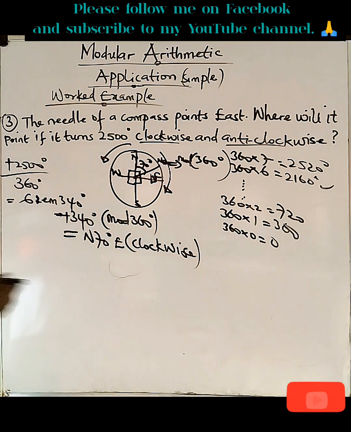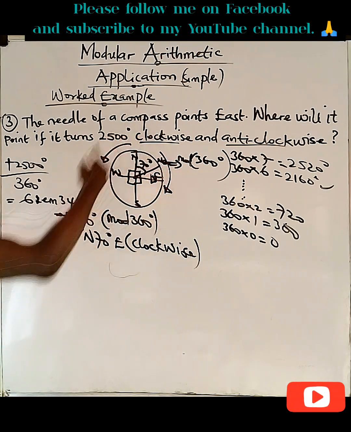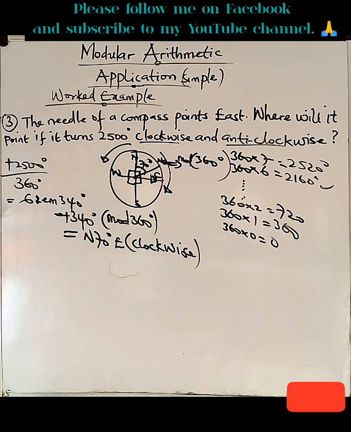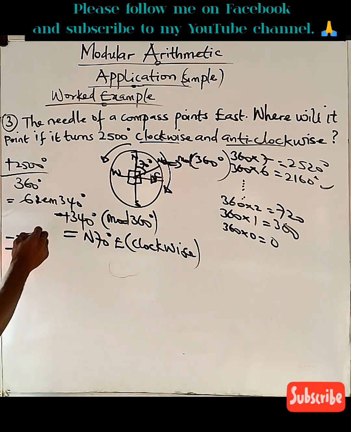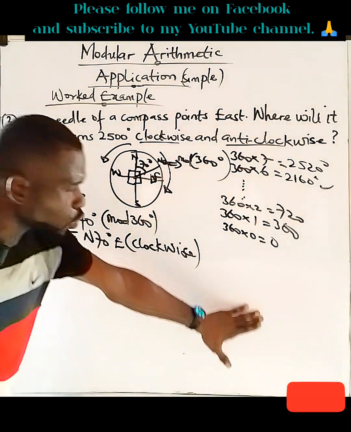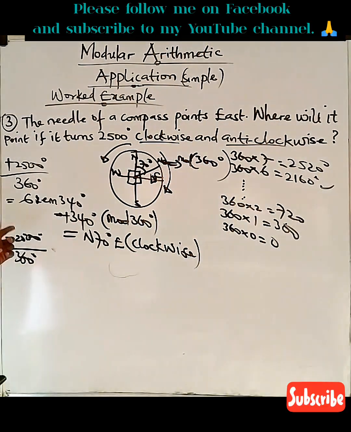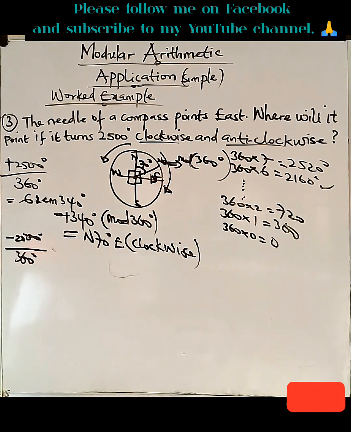So let's look at the anti-clockwise movement. If it moves from here, like this, anti-clockwise, 2,500 degrees, that's going to be minus 2,500 divided by 360 degrees. Now, don't forget something. In our previous lesson, we already worked on how we could easily work on negative results. I could create a table down looking for the result that will match this in the negative direction, but I can save myself the stress. How do I do that?